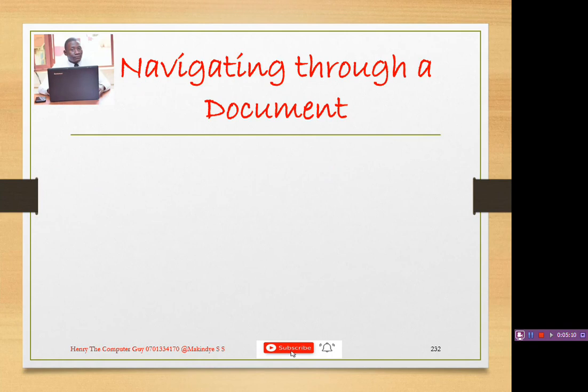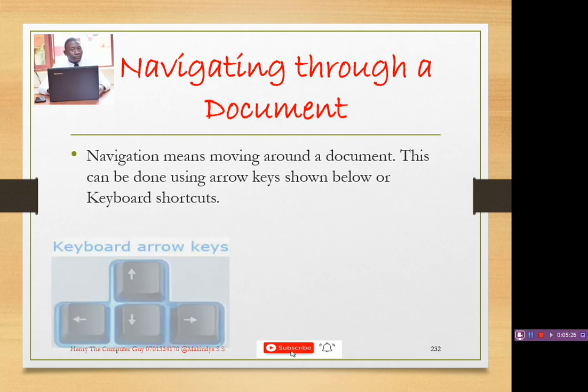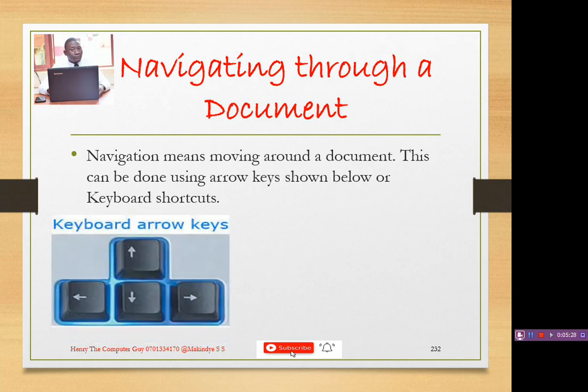a document. Navigation is like you're moving through your document. How can you move through your document? So navigation means moving around a document. This can be done using the arrow keys shown below or the keyboard shortcuts. Let's try to see. I think you have seen those arrows. They are on your keyboard on the right-hand side, close to the number pad, the one that looks like a calculator. So they are close to that area.